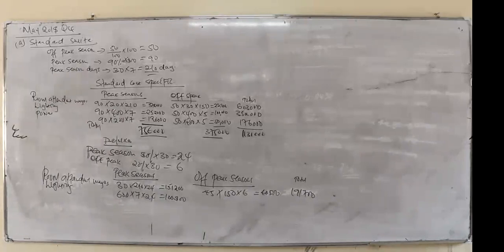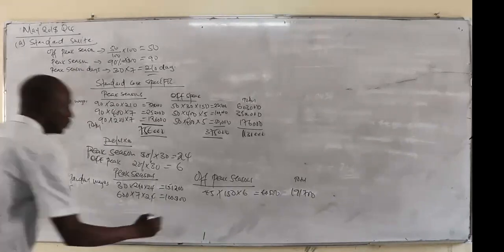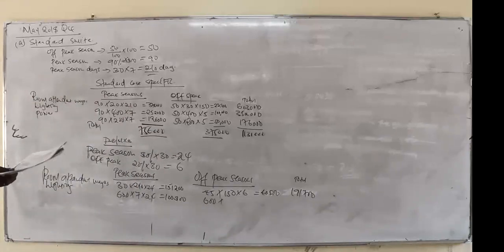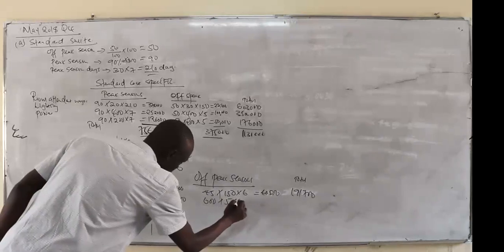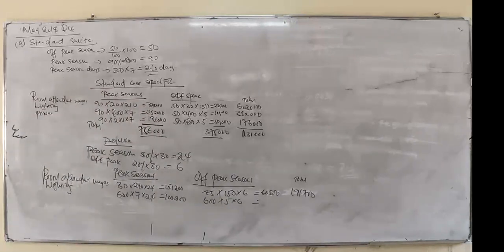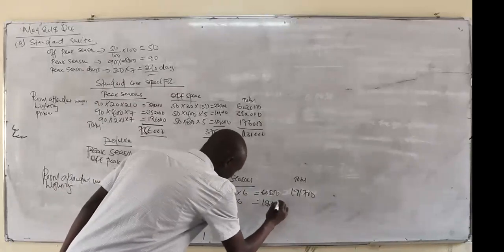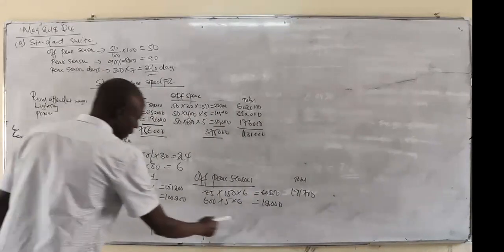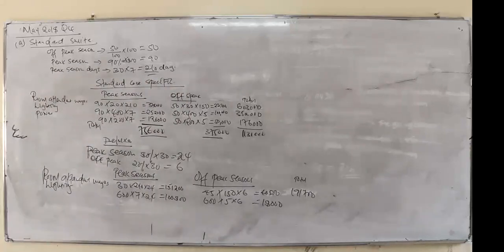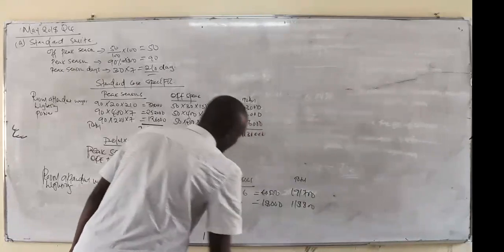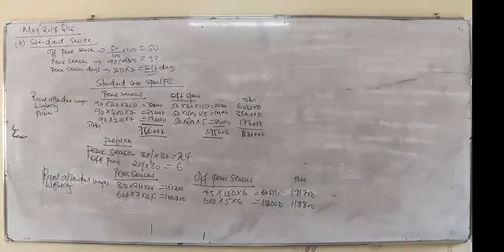The next one is 600 times 5 times 6. So you get how much? So this one you get 18,000. So you add this plus this, and this one will give you 118,800. And then you go to the power here.